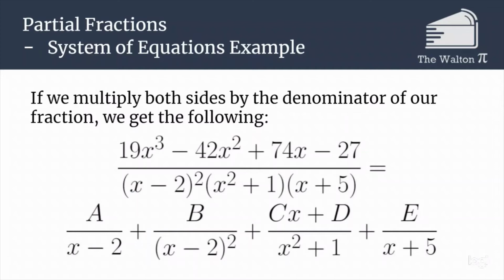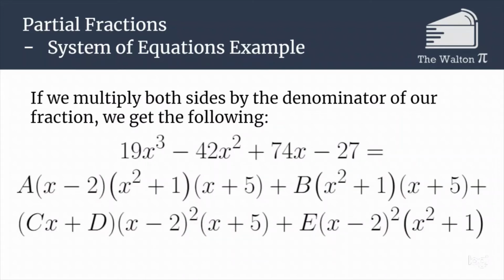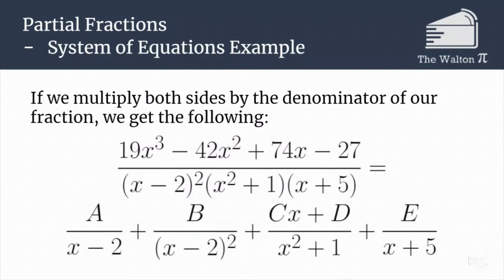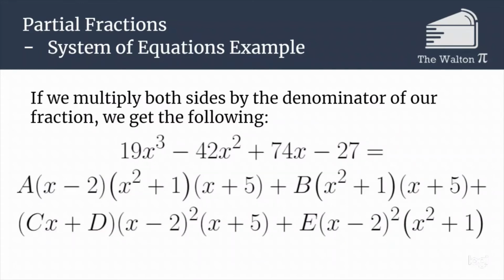So the first way we are going to do this is we are going to just multiply everything by the entire denominator of our fraction. So we're going to multiply everything by (x minus 2) squared, (x squared plus 1), and (x plus 5). Once we've done that, we get this: 19x cubed minus 42x squared plus 74x minus 27 is equal to this big mess of things. All I did was multiply everything through and then cancel out any terms that would have canceled. For example, the E over x plus 5 multiplied by the entire denominator is going to be E times the entire denominator except for the x plus 5, because that term canceled.